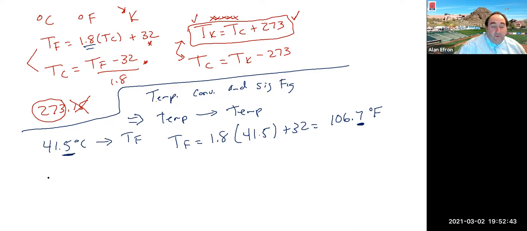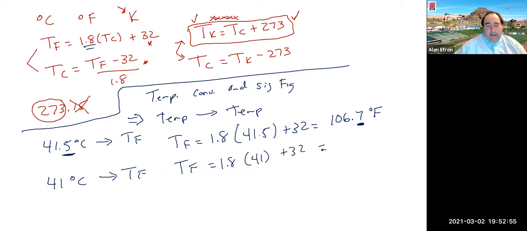If our original number was 41 degrees Celsius and we wanted to go to Fahrenheit, again, we would do the exact same calculation, putting 41 in there and 32. We would end up with 1.8 times 41 plus 32, which gives us 105.8 degrees Fahrenheit. Our original number here, though, is a whole number, which means we would round this to a whole number, and this would be 106 degrees Fahrenheit.